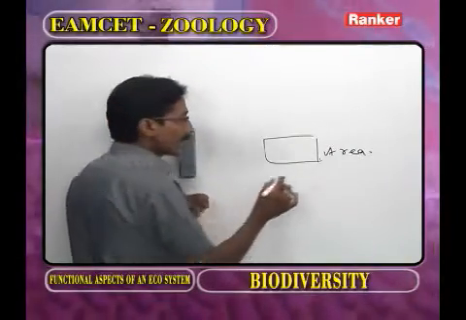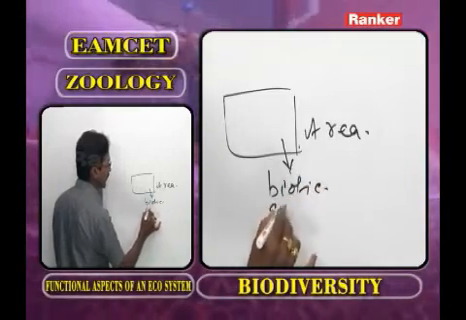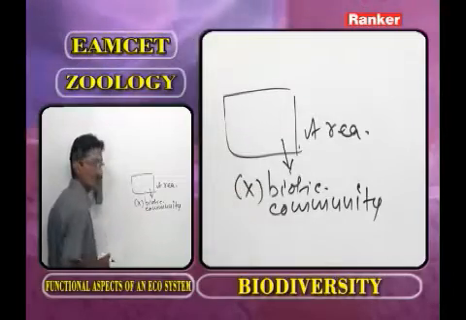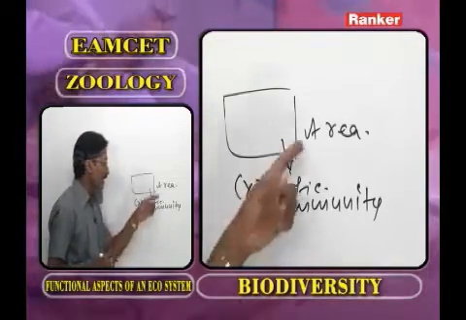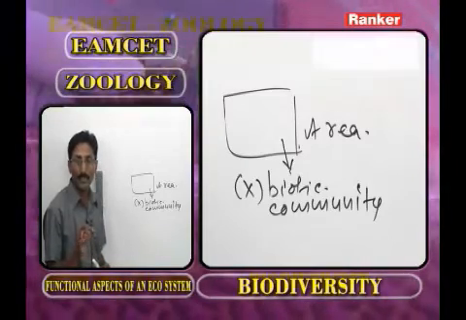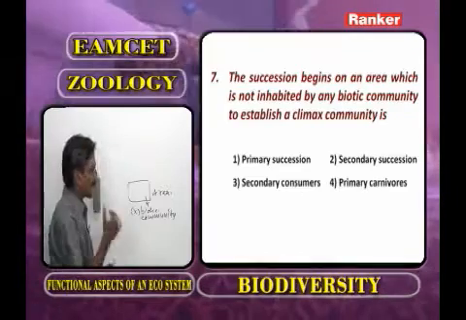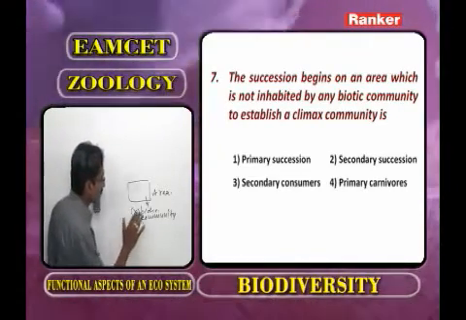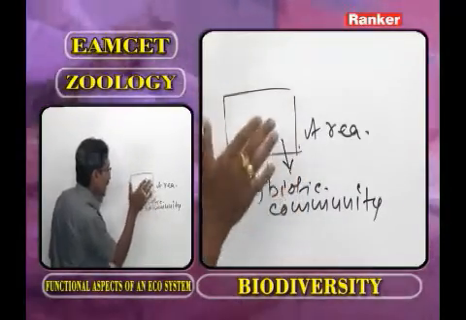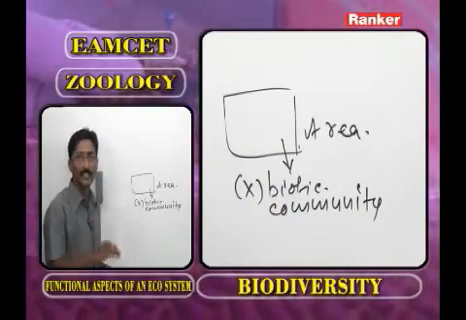In the beginning, in this area, no biotic community. The mark indicates in this area no biotic community. Now you have to observe, the succession begins on or in an area which is not inhabited by any biotic community. Now in this area gradually, orderly, a climax community is going to establish. That we call primary succession.